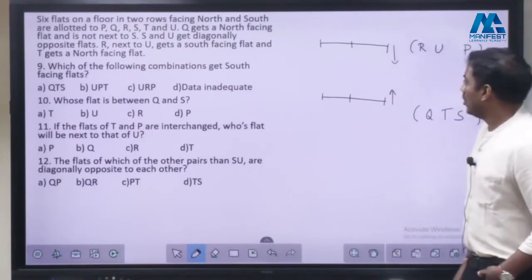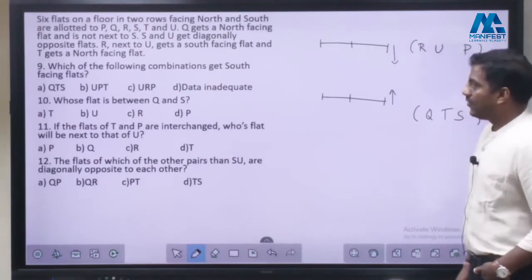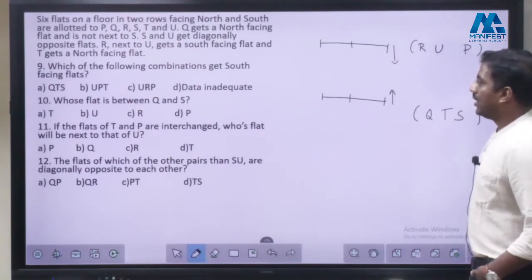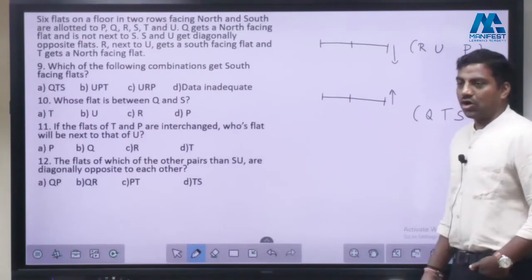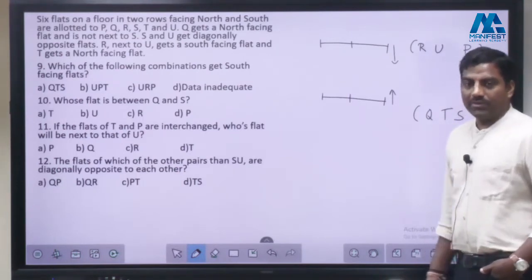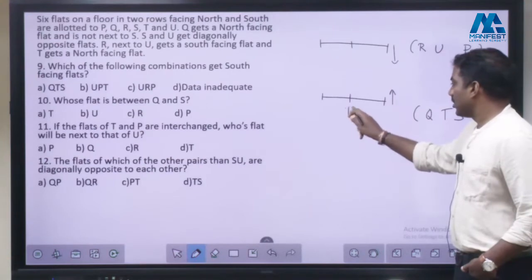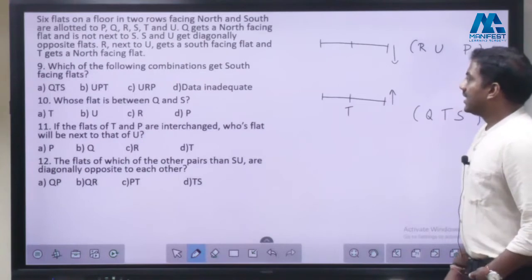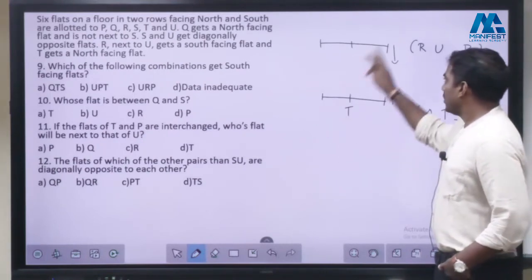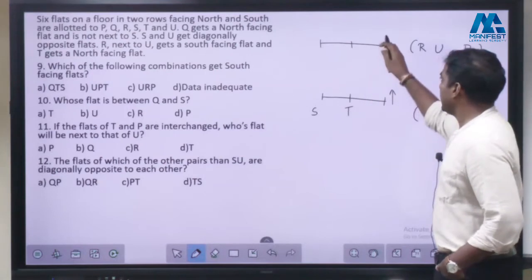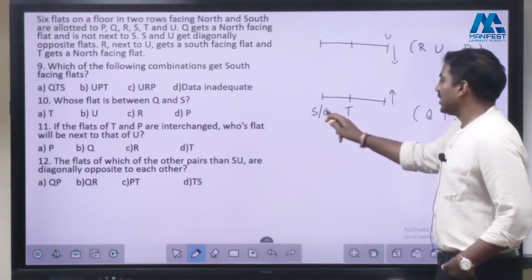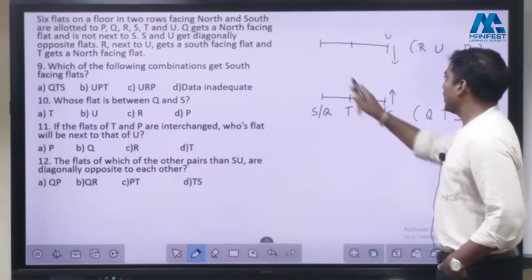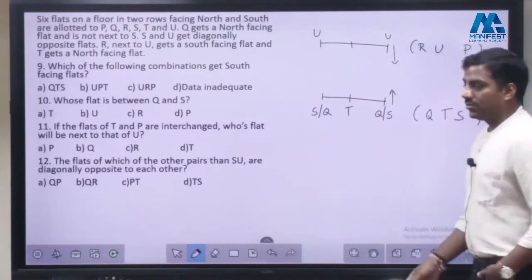Now, how to fix their positions? Again, we'll read from the top. Q gets a north facing flat and is not next to S. So Q and S are not immediate neighbors. So who will come in between? T will come here. Q's position, S position not yet done. S and U are diagonally opposite. If S comes here, U will come here. There are chances that Q will come here. So at that time, S will come here. And there are chances that U will come here.